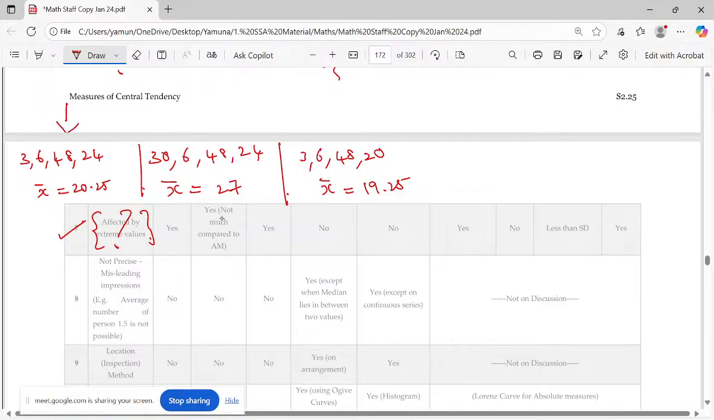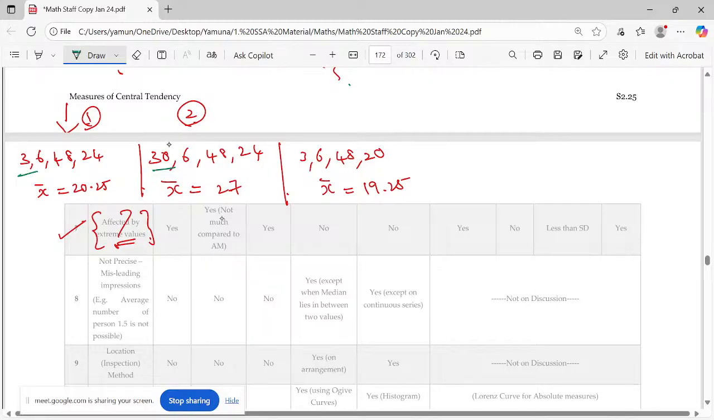This is the original data. Kindly join here. Case 1 is the original data. Case 2 is, instead of, what do you mean by extreme value? The end value. Smallest and the largest value. Here, what's the smallest value? 3. Actually, that was 30. By mistake, I took it as 3.